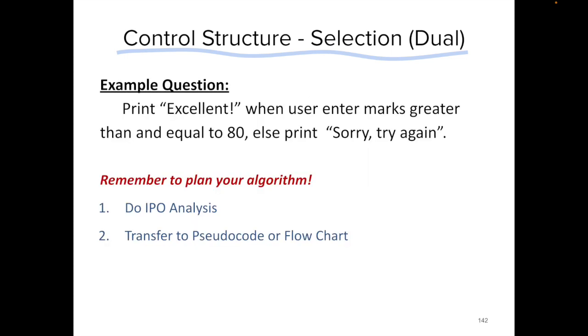Okay, so let's look at the question. Again, the question is similar from the previous one. Cumanya ada pertambahan ayat di sini. So, print excellent when user enter marks greater than and equal to 80. Else, try again. So, ada perkataan else kat sini. Remember, when you get a question, you need to do IPO chart. I do IPO analysis to produce IPO chart. Once you have IPO chart, then you can transfer it to pseudocode or flowchart.